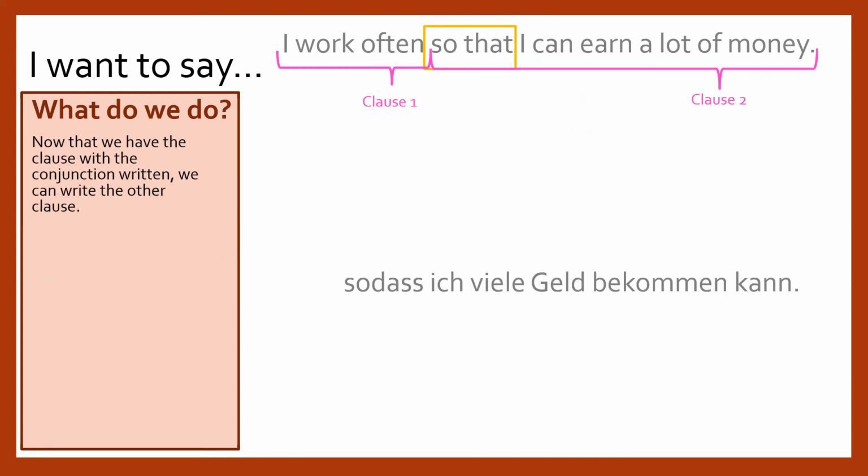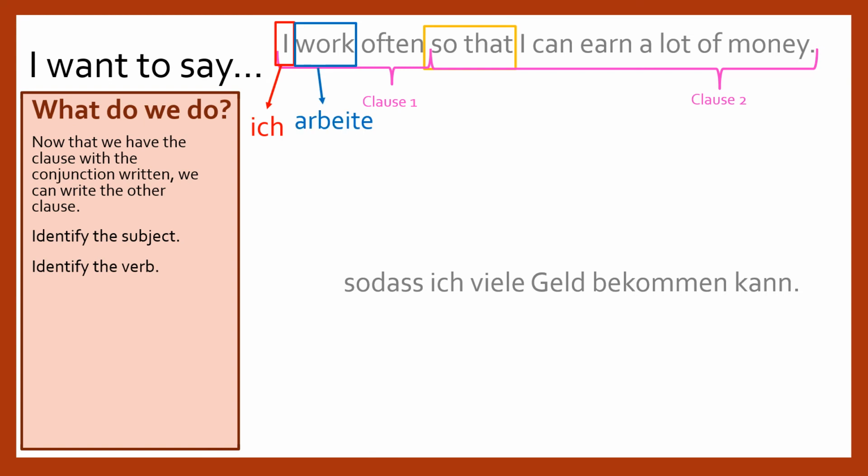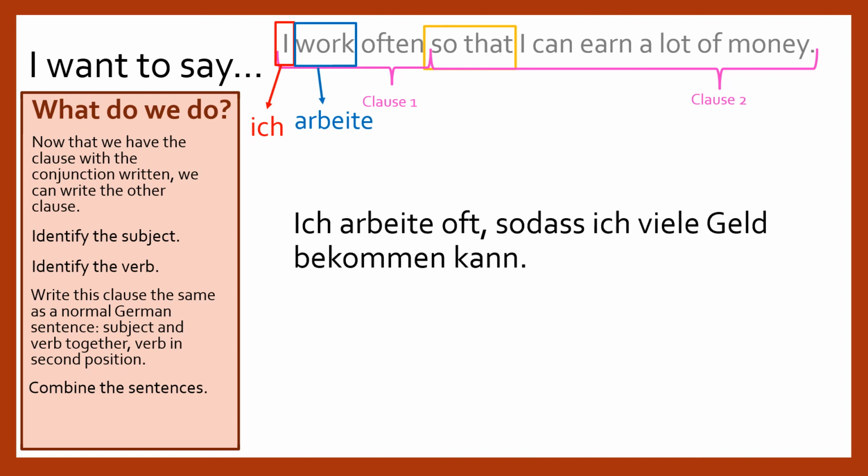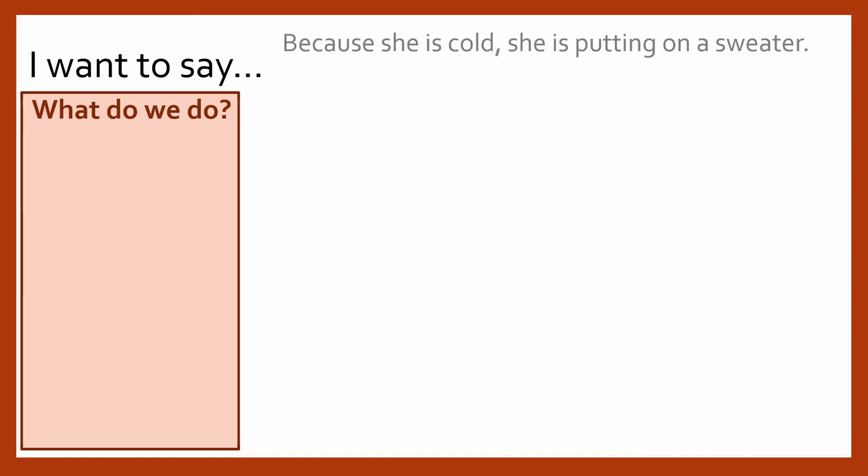Now that we have the clause with the conjunction written, we can write the other clause. So we're going to identify that subject, ich, identify the verb, arbeite, and then write this clause the same as a normal German sentence, subject and verb together, verb in second position. "Ich arbeite oft." So oft is that rest of the sentence. And then we are going to combine the two. So: "Ich arbeite oft, so dass ich viel Geld bekommen kann." Okay, let's look at, I think this is our last example.